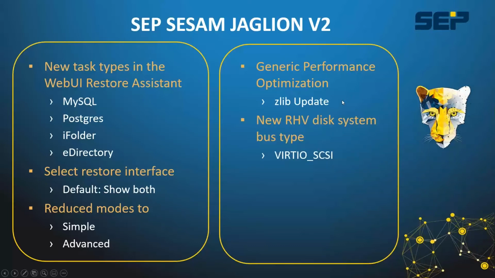Yeah, we have support for a new RAF disk system. This might be important for our Red Hat virtualization users, that there is now also a type for Virtio SCSI. Yeah, and then a lot of new options in the GUI, new filter options, and so on. That's something you have to try yourself. If you have installed Jaglion version 2, you will see that there are new buttons all over the GUI.